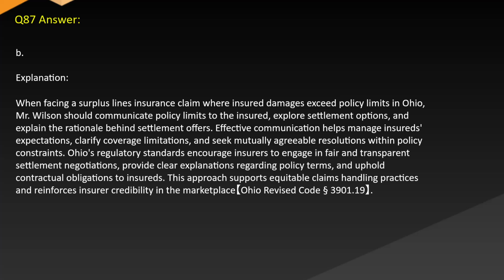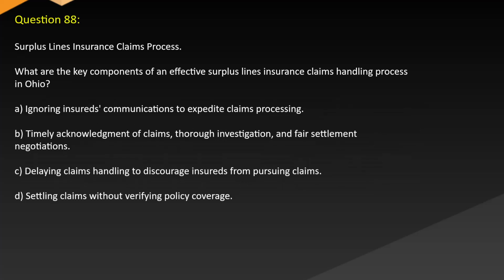Ohio's regulatory standards encourage insurers to engage in fair and transparent settlement negotiations, provide clear explanations regarding policy terms, and uphold contractual obligations to insureds. This approach supports equitable claims handling practices and reinforces insurer credibility in the marketplace. Ohio Revised Code SS 3901.19. Question 88. Surplus lines insurance claims process.